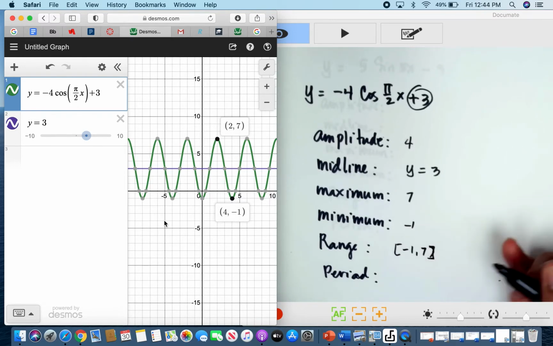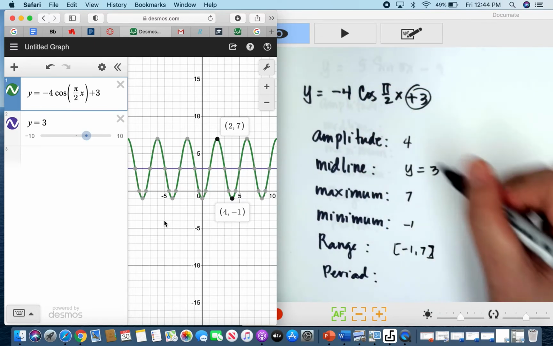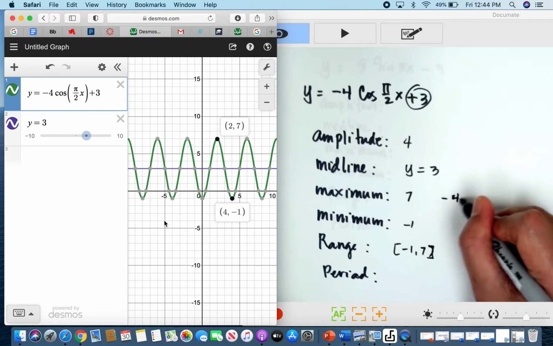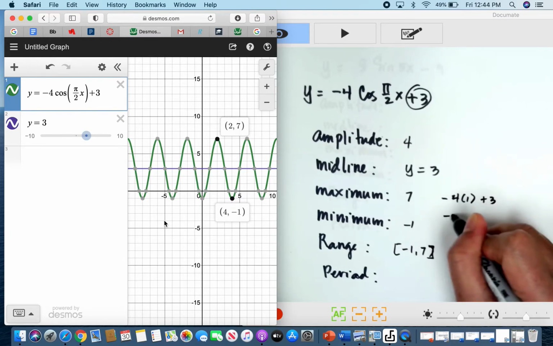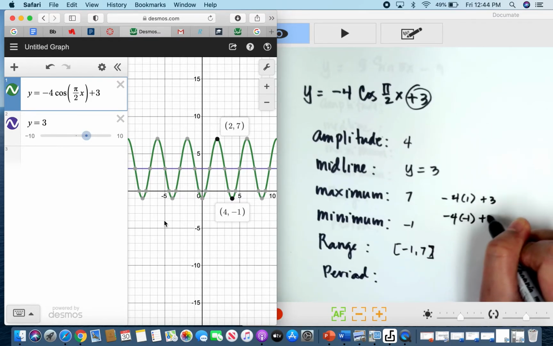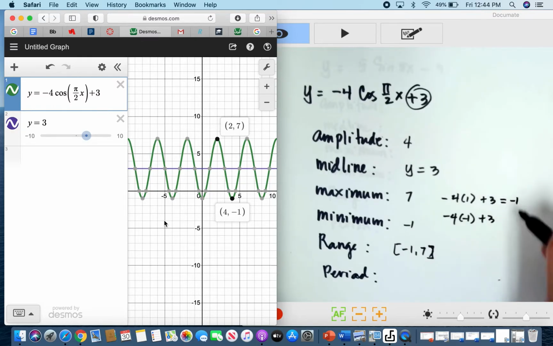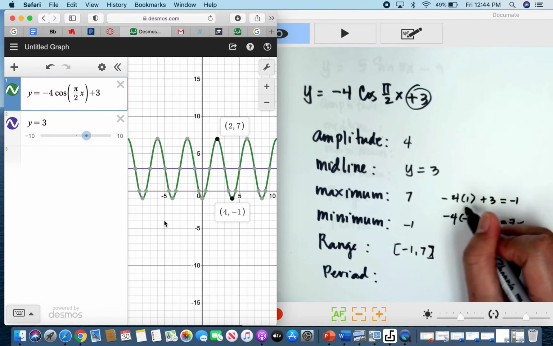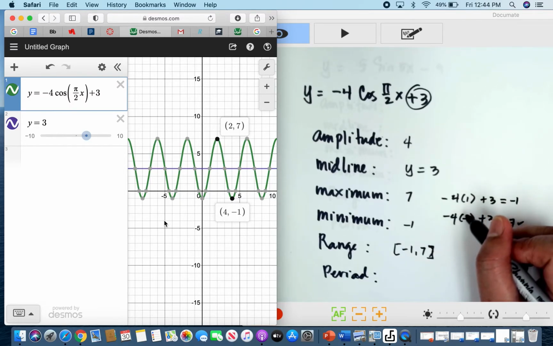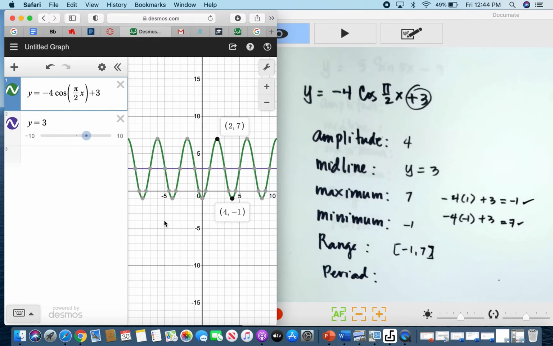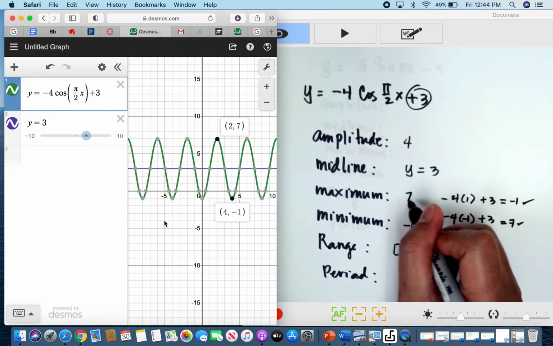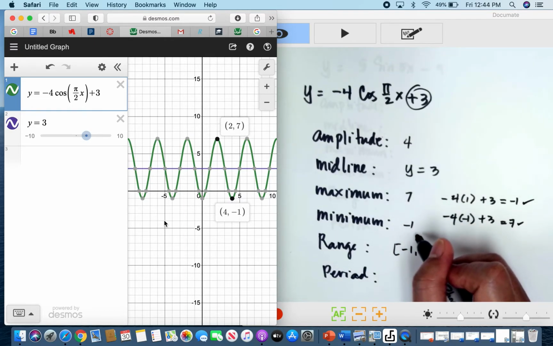You can also find the values even without resorting to the graph by replacing cosine with 1 and -1. Here you have -1 and here is +7. The reason why I don't assume that plugging in 1 gives the maximum is that that's not always the case. You still need to find which is higher. 7 is greater than negative 1, so therefore, 7 is the maximum and the minimum is negative 1.